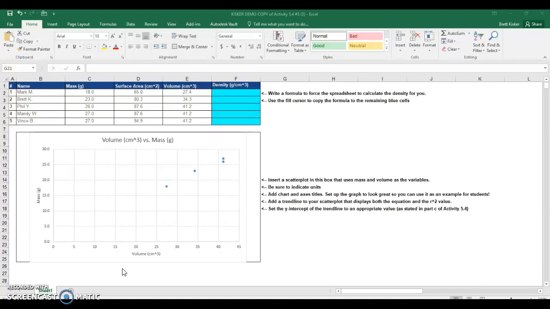So now what do we do with this? We need to add a trend line. We want it to display both the equation and the r squared value. And we're going to set the y-intercept to 0, 0 because that's what it asks us to do in part C of this activity. So we're going to go through.